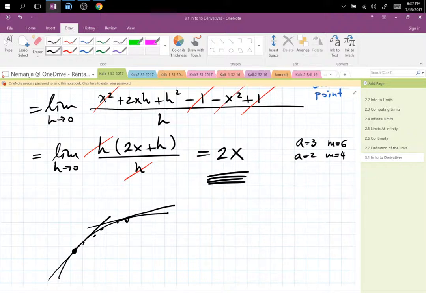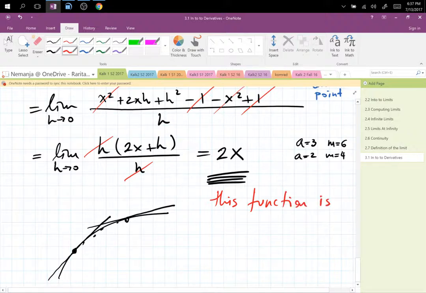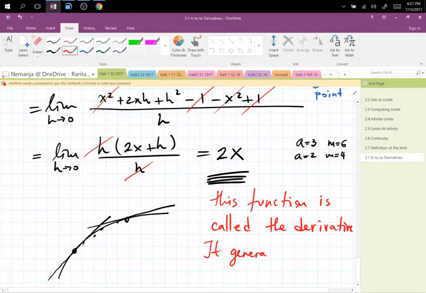So I will say over here, this function is called the derivative. It generates all slopes, or computes.